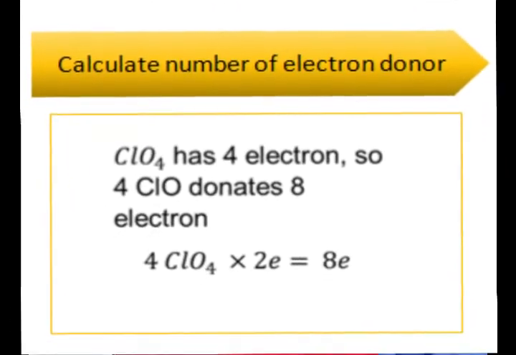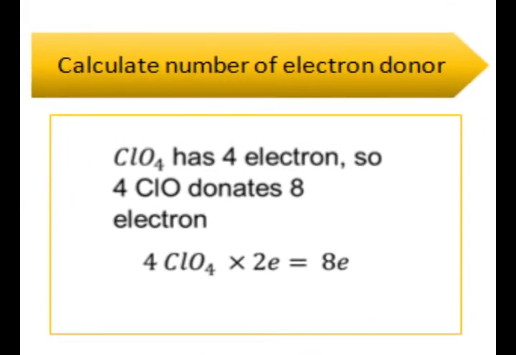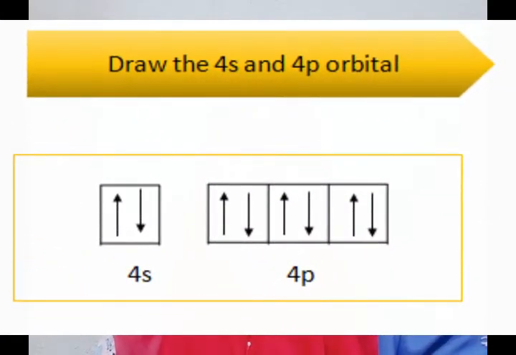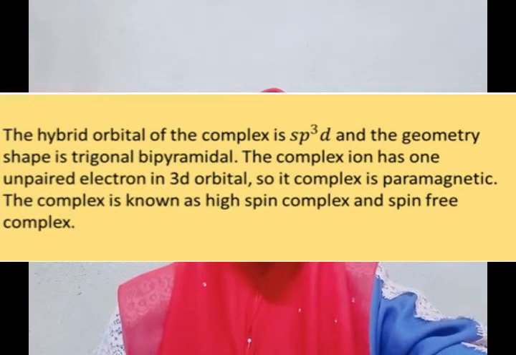Next, we calculate the number of electron donors. In this part, for ClO4, we need to multiply by 2 electrons, so it has 8 electrons of donor. Next, we draw the 4s and 4p orbitals, so it looks like on the slide. In conclusion, the hybrid orbital of the complex is sp3d, and the geometry shape is trigonal bipyramidal. The complex ion has 1 unpaired electron in the 3d orbital, so the complex is paramagnetic. The complex is known as a high spin complex and spin free complex.